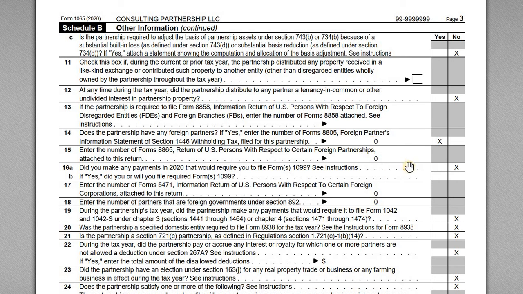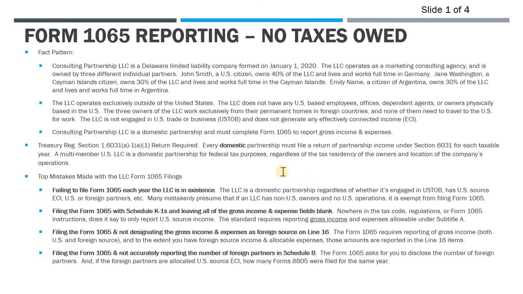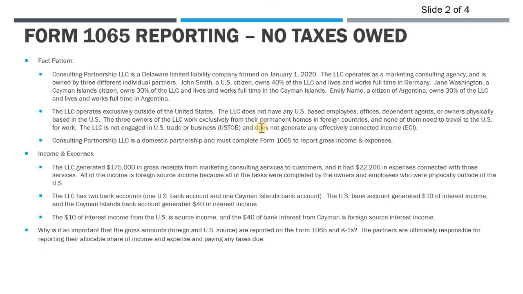Okay, so that's another big mistake I see made, either answering this no when you do in fact have foreign partners, or answering yes and then leaving this blank. You want to make it clear that you have 0 8805s going along with this return. Okay, so that covers some of the top mistakes. Let's look into the fact pattern and some of the income information, and then we'll go back to the 1065.